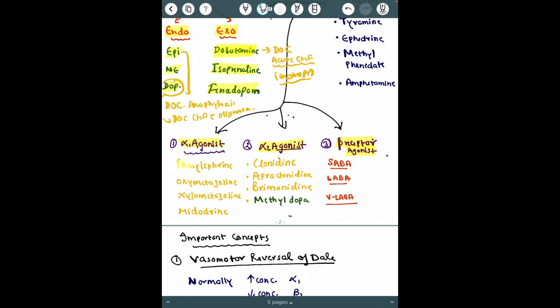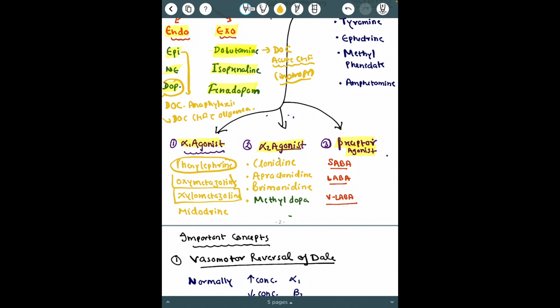So the main important drugs here, we will discuss these drugs. The first drug we should discuss is phenylephrine. You can see here that the first drug is phenylephrine, the second drug is oxymetazoline, and third is xylometazoline.